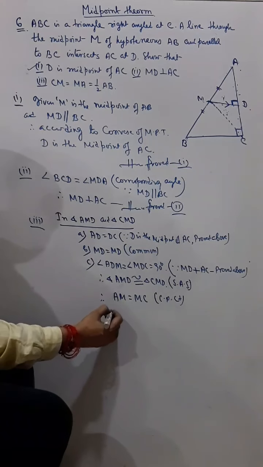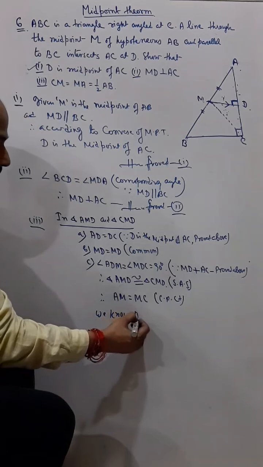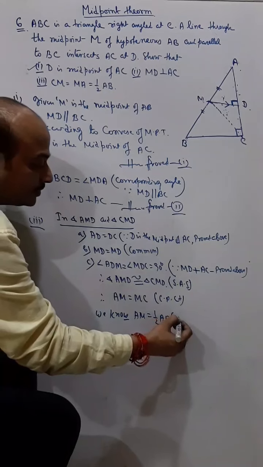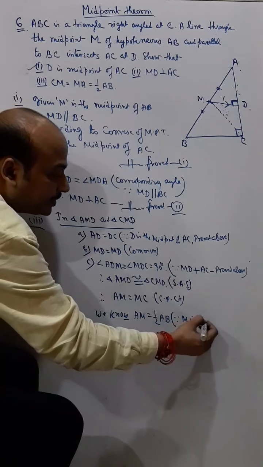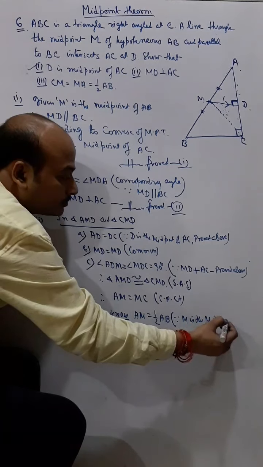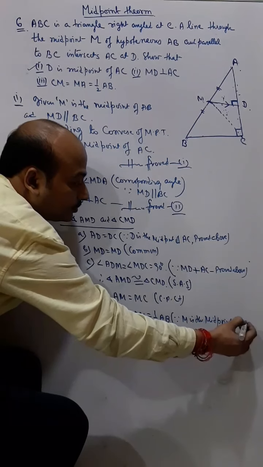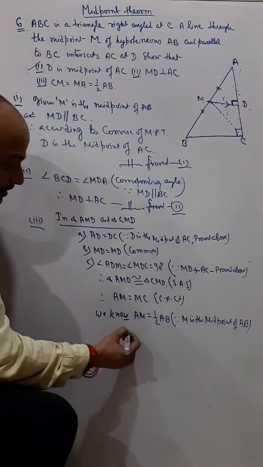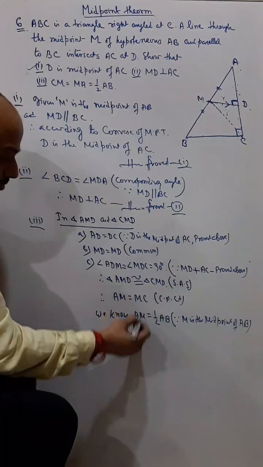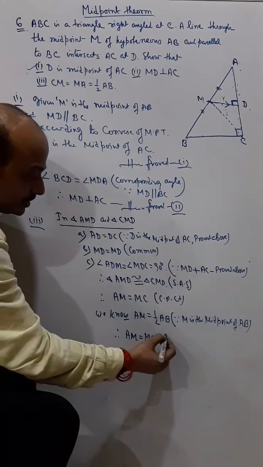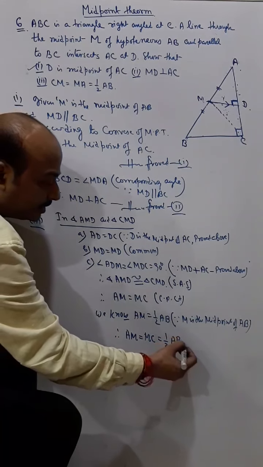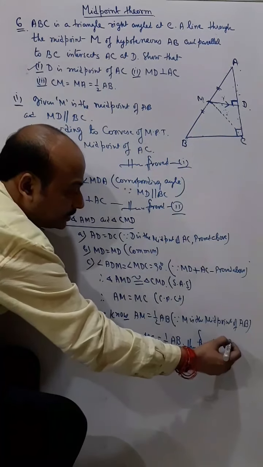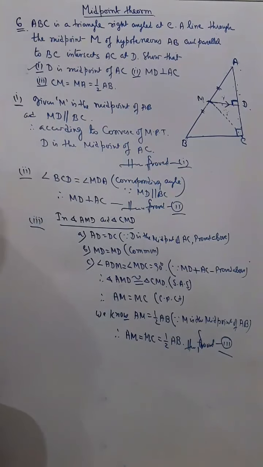Now we know AM is half of AB. Why? Since M is the midpoint of AB, and therefore we can say that AM, because AM is also equal to MC, is equal to MC is equal to half of AB, and that is hence 2. That is number 3. Okay, understand?